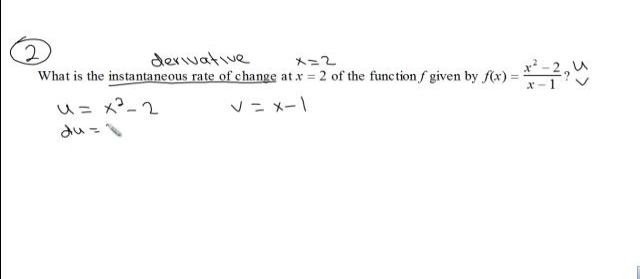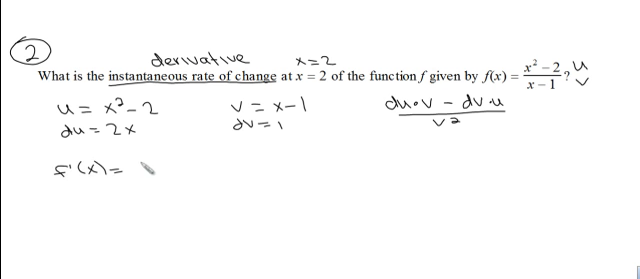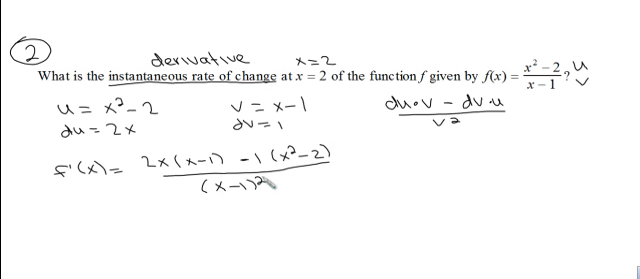The derivative of u is 2x. The derivative of v is 1. And the quotient rule is the derivative of u times v minus the derivative of v times u, all over v squared. So my derivative is going to be the derivative of u times v minus the derivative of v times u, all over v squared. Instead of simplifying, since I'm trying to find the derivative at 2, I'm just going to go ahead and substitute 2 everywhere I see an x.